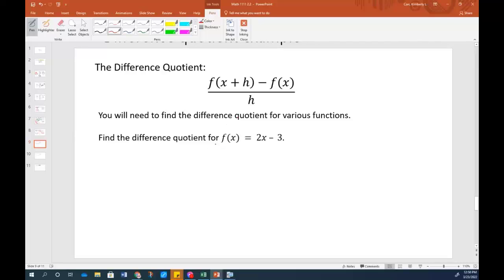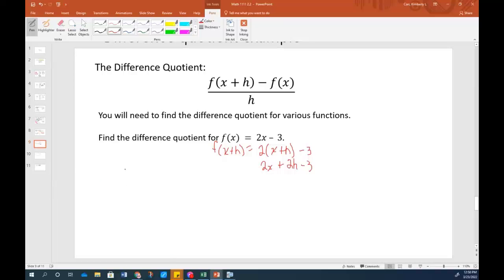So if this is f of x, f of x plus h just means I need to replace all of the x's with x plus h. So this becomes 2 times (x plus h), and then minus 3. But I can simplify this to 2x plus 2h minus 3. Okay, so now I know what f of x plus h is. So now let's find the difference quotient.